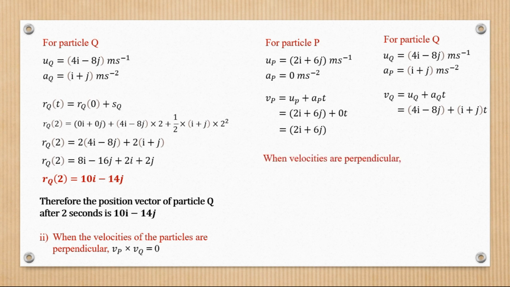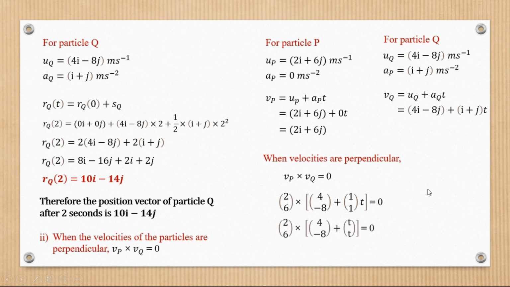When velocities are perpendicular, we remember that Vp dot Vq is equal to 0. So this is what I have. I'm going to plug in those values. Where I have Vp, I'm going to have 2 and 6, and where there is Vq, I'm going to plug in the values as you can see right there, but now I've placed them in column form. Now I'm going to multiply them.